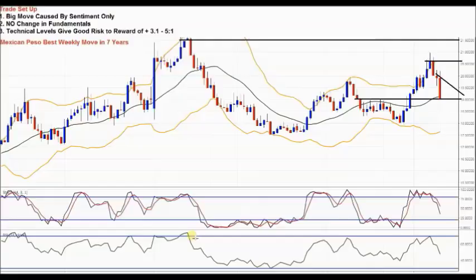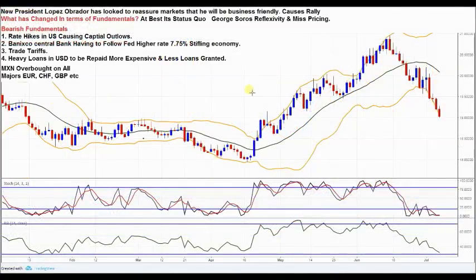Now, let's go and draw our levels on the daily chart. We'll keep the weekly levels in mind as well. USD MXN, we'll just draw our levels in a moment.